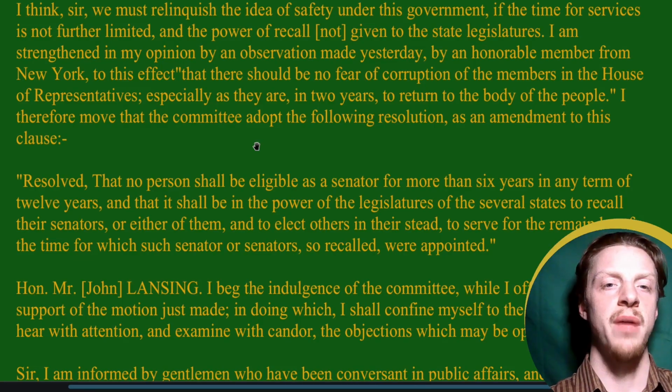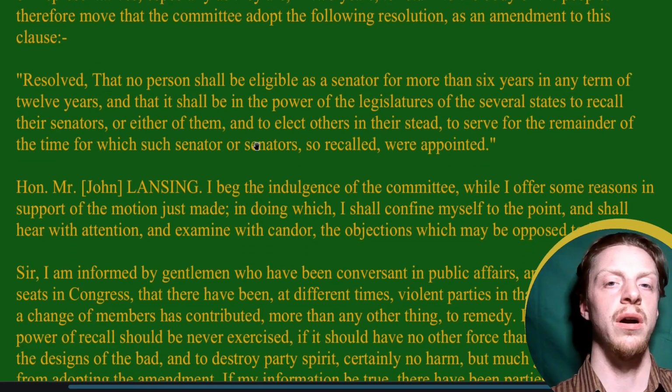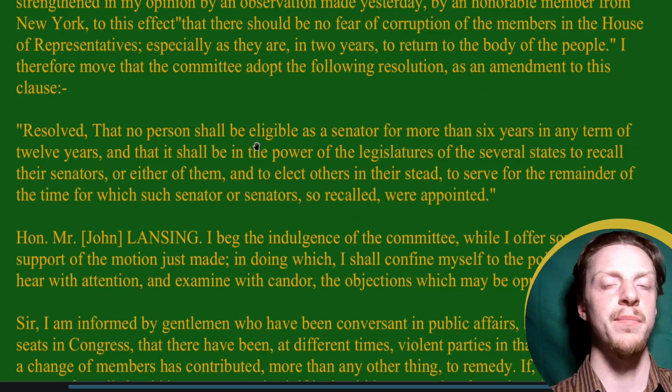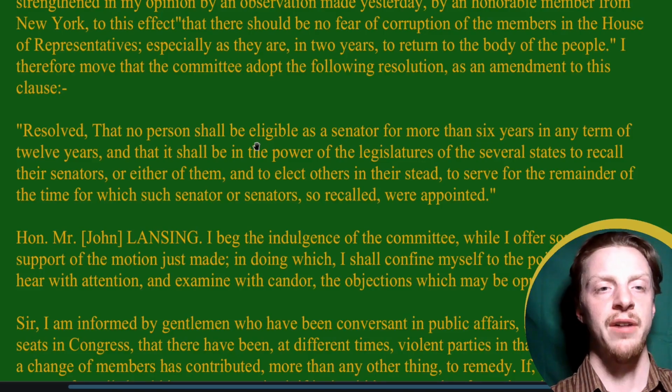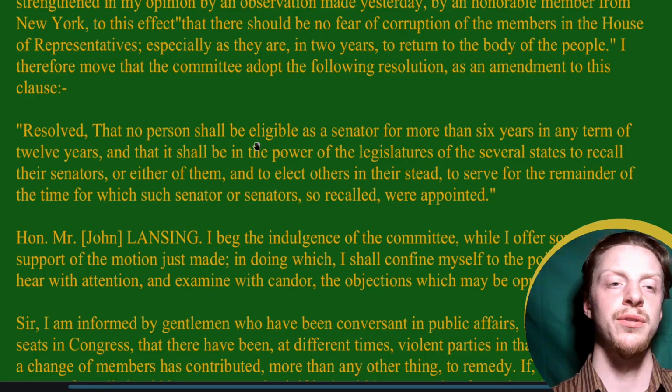I am strengthened in my opinion by an observation made yesterday by an honorable member from New York to this effect, quote, that there should be no fear of corruption of the members in the House of Representatives, especially as they are, in 2 years, to return to the body of the people. I therefore move that the committee adopt the following resolution as an amendment to this clause.